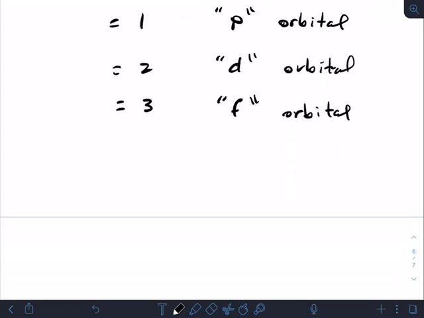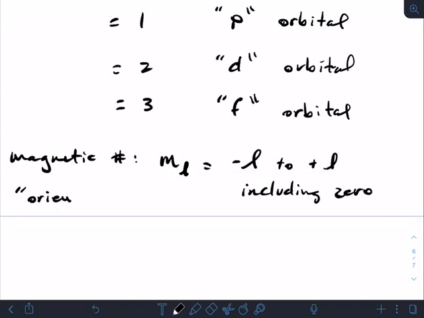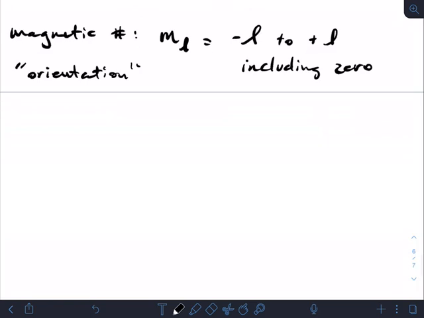I told you there were 4 numbers, so that's the first 2. Our next number is the magnetic quantum number, and we call that m sub L. m sub L can be minus L to positive L, including 0. The magnetic number tells us the orientation of an orbital, which direction it's pointing.